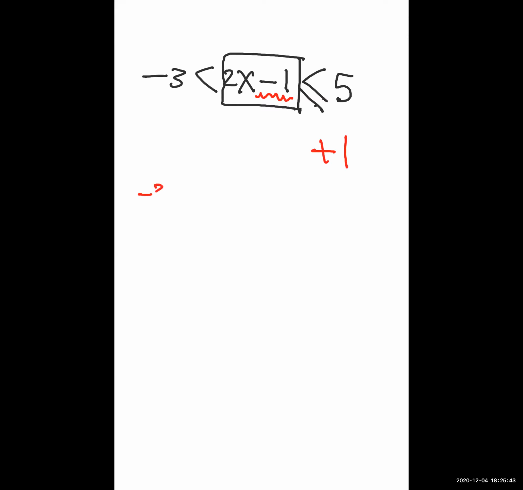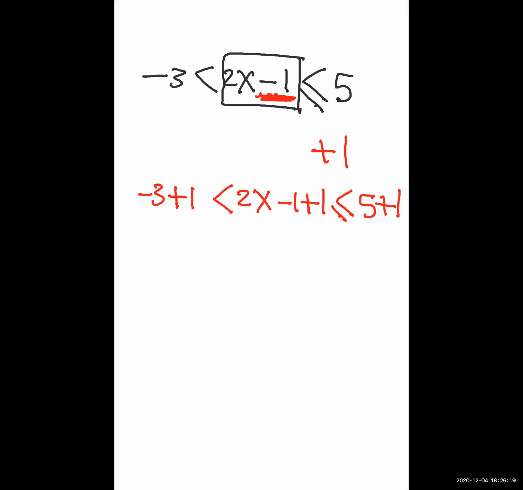So negative 3 plus 1, then 2x minus 1 plus 1, 5 plus 1. Okay? I just added 1 to all sides so that I can remove this negative 1 from the side of x. If it is like that, we have to just make it in the middle, not right or left. You understand me? I care about the terms with x only. I want to get x, so I don't care about the other numbers.